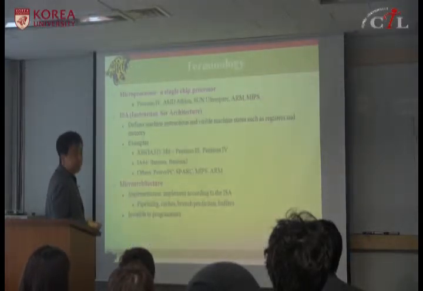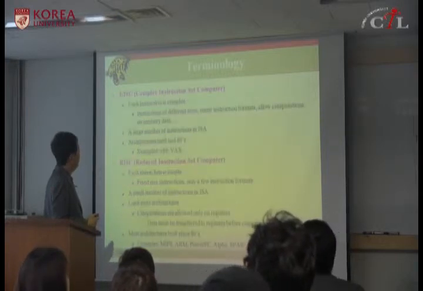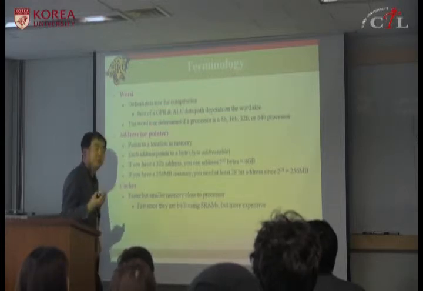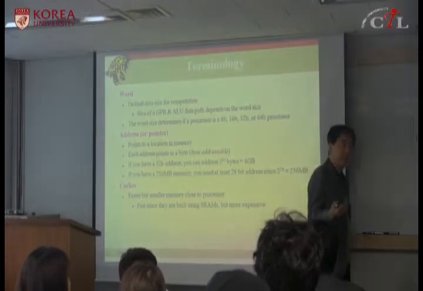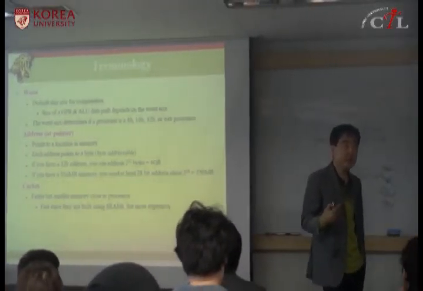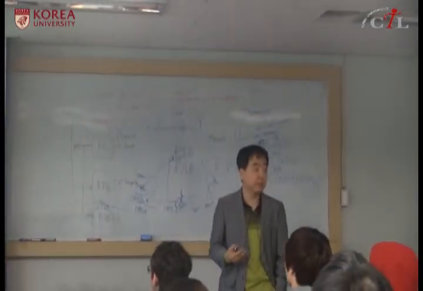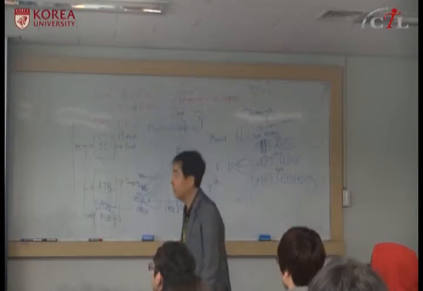So these are terminology. You have to know what is instruction set architecture, what is CISC, what is RISC, what is word. So you have to understand that a 32-bit microprocessor means their integer arithmetic unit is doing 32-bit computation. For a 64-bit processor, by default they are doing 64-bit computation. 8-bit processor, they are doing 8-bit computation, and so on.